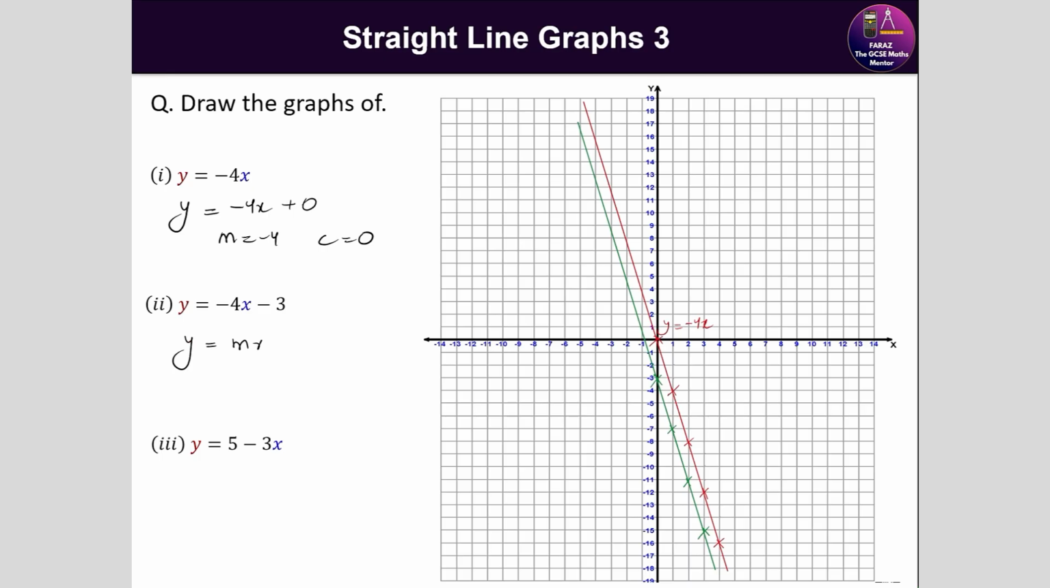y equals mx plus c, which means m is negative 4 and c is negative 3 there. So this green line has equation y equals negative 4x minus 3.